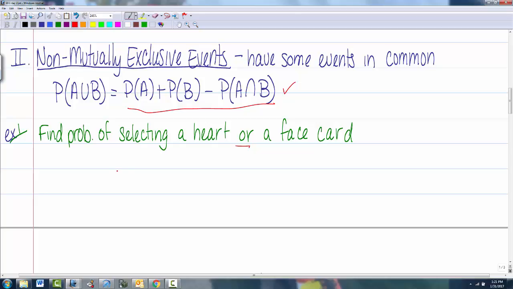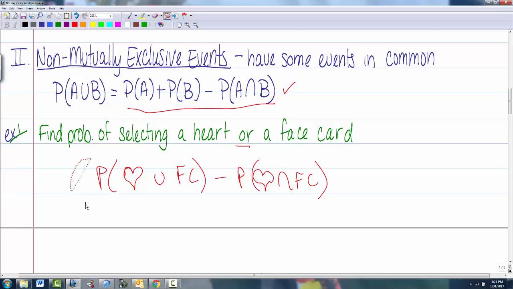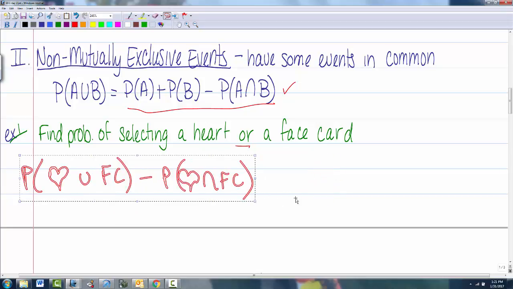What's the problem with that? There's an overlap. So let's draw a heart. Probability of a heart or a face card. But in this case, we have to subtract out the intersection of a heart face card. How many heart face cards are there? 3.